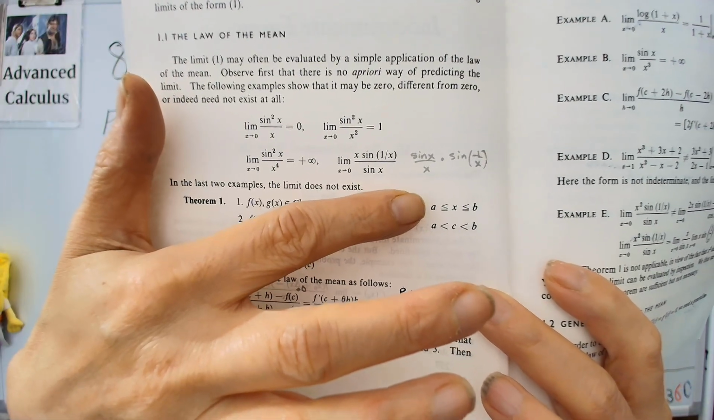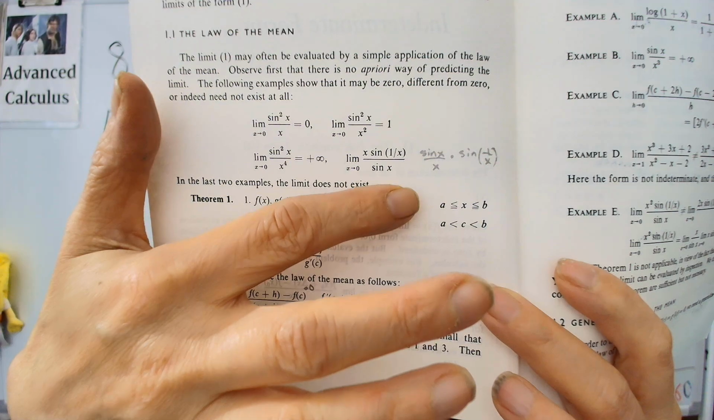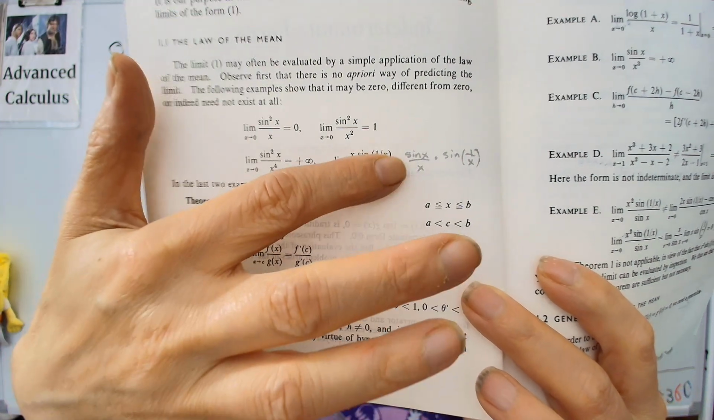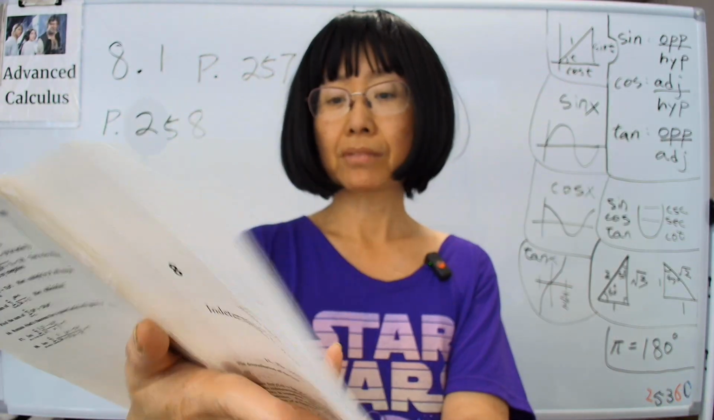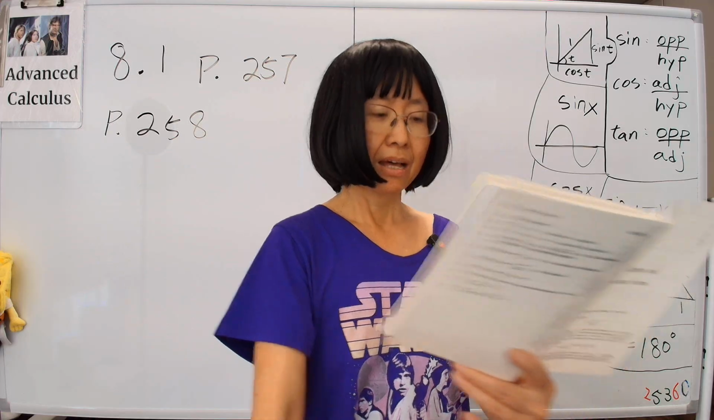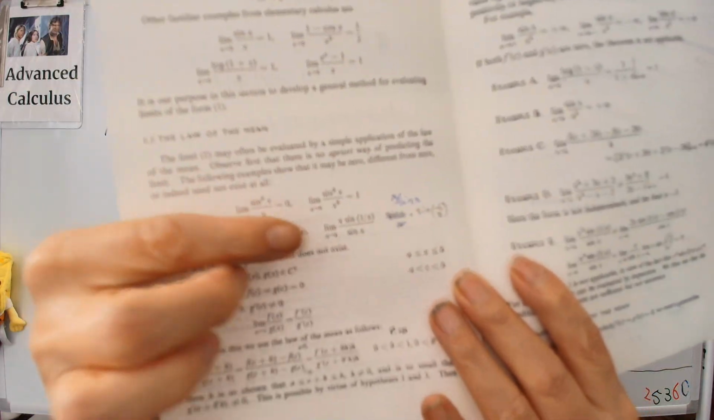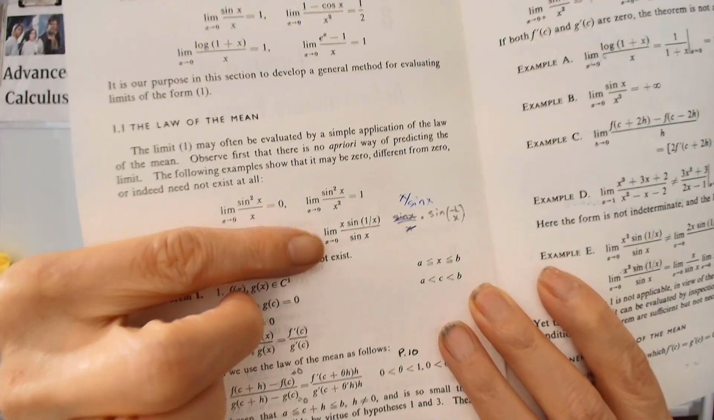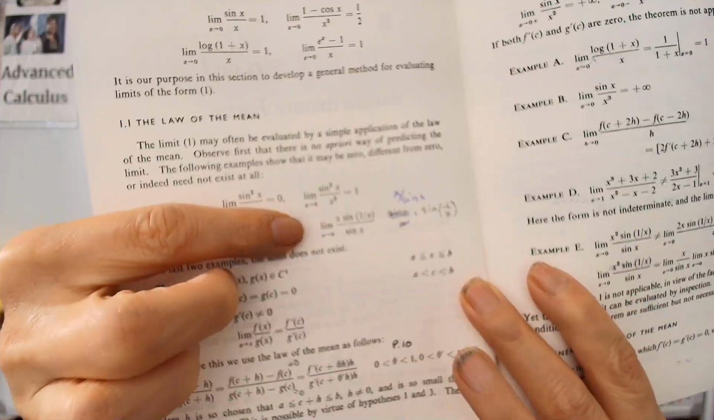Why do I have sine x on the top? I mean, it should be on the bottom. But anyway, yeah, switch that around. I will fix it now. Okay, I fixed that.